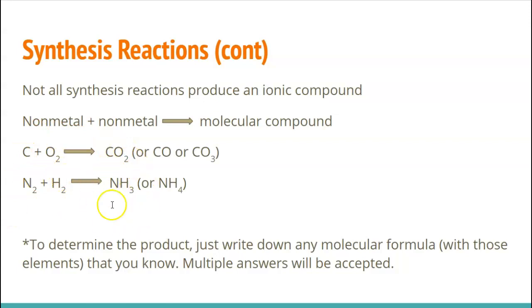N2 plus H2, that's NH3 or NH4, those are off your ionic sheets. Or if you had like an H2 plus an O2, a lot of you would probably write H2O, right? We're not going to do many of these because you, at this point in time, don't exactly know what they make, but you know they've got to make some kind of combination of the 2 elements that you were given as reactants, okay?